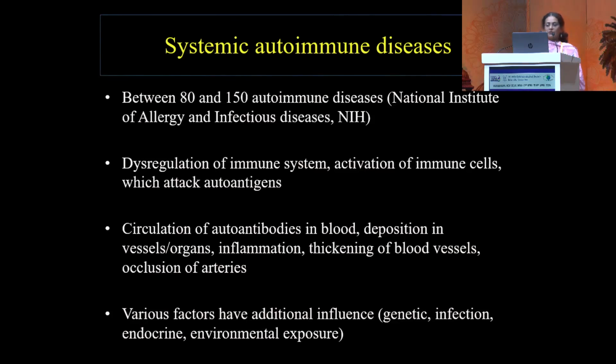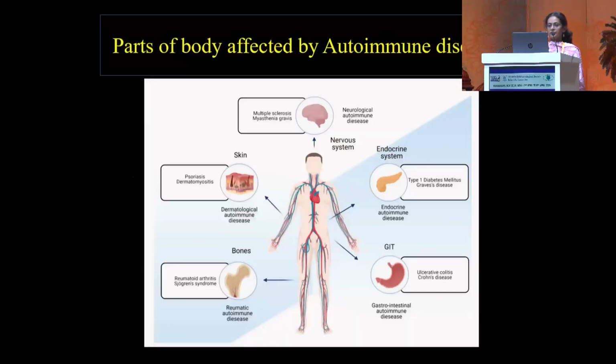So coming to the systemic autoimmune diseases, as per the NIH, there are between 80 to 150 autoimmune diseases. What basically happens in them is there is dysregulation of the immune system, leading to activation of immune cells which attack autoantigens. There is circulation of the autoantibodies in blood which get deposited in the vessels or the organs, leading to inflammation, causing thickening of the blood vessels and ultimately occlusion of the arteries. Various other factors also have an additional influence, like genetic, infection, endocrine and environmental exposure.